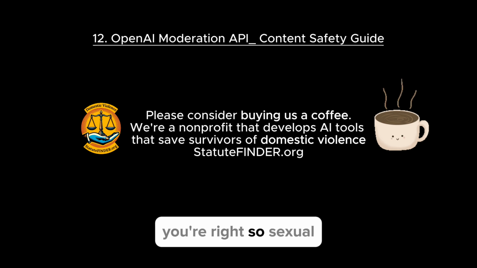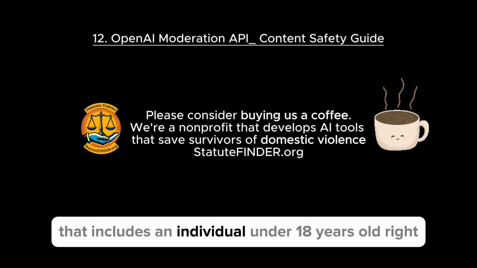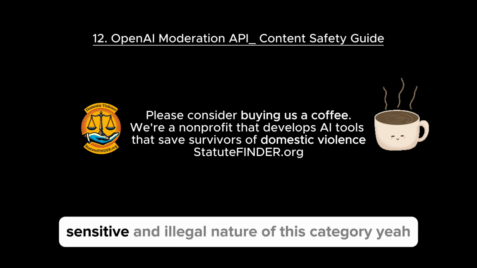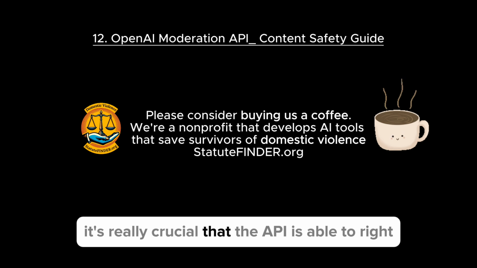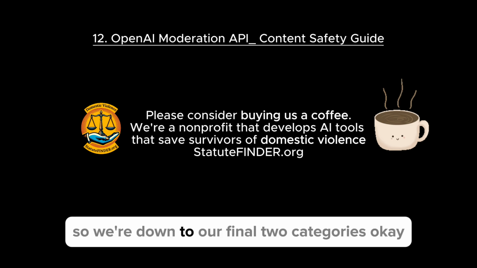I'm assuming there's a subcategory for content involving minors. Yes, you're right. So sexual minors is specifically for sexual content that includes an individual under 18 years old. And given the sensitive and illegal nature of this category, it's really crucial that the API is able to accurately identify this type of content.